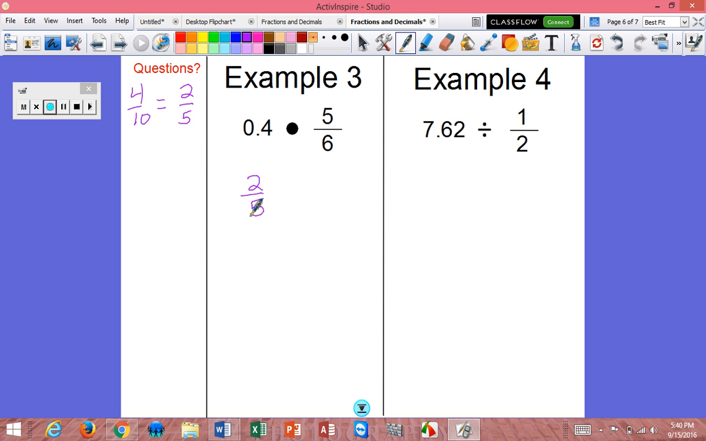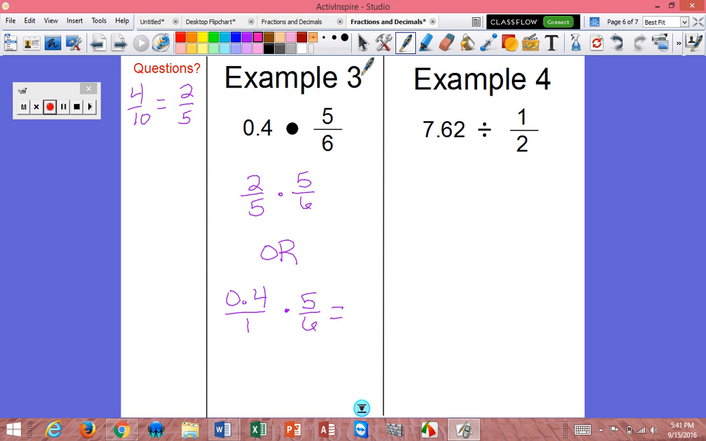So I could do 2/5 times 5/6, or anytime we have a whole number, we simply put a 1 underneath it to make it look like a fraction. So I could also take a decimal and put a 1 underneath it. And then we would multiply the numerators, multiply the denominators, and then if it is necessary, we would either reduce or change it to a mixed number. It's up to you. I personally think that this looks easier, so that's what I'm going to do.